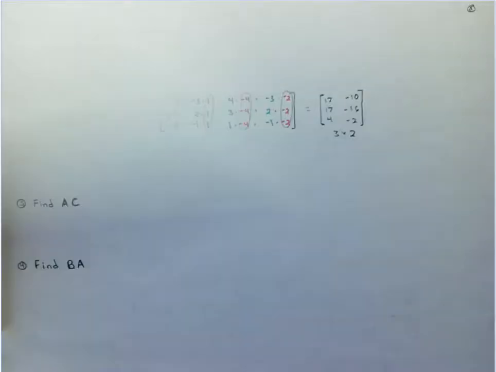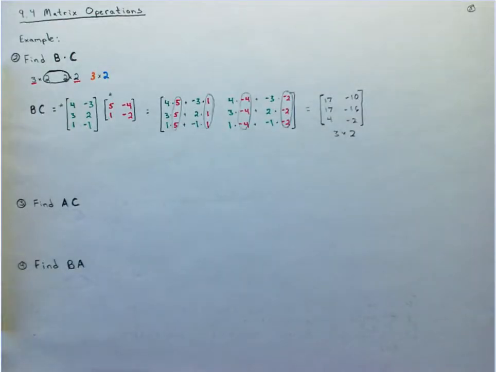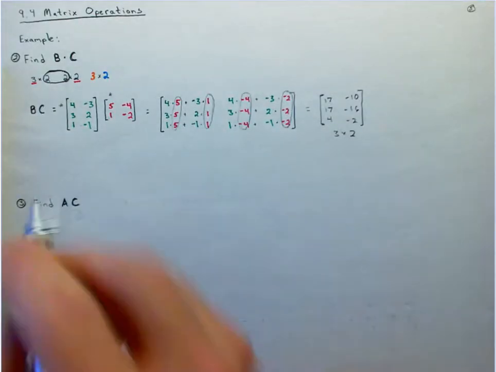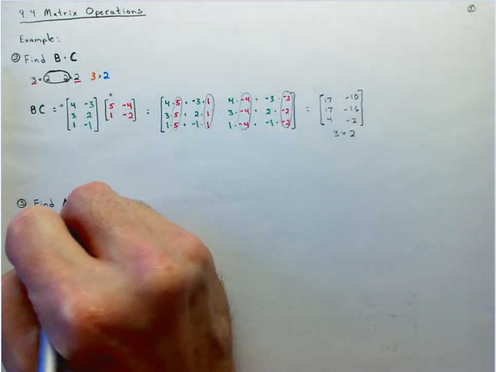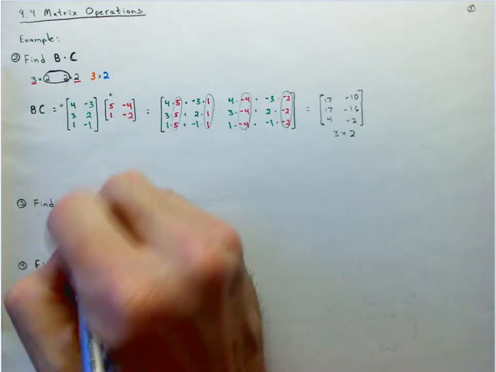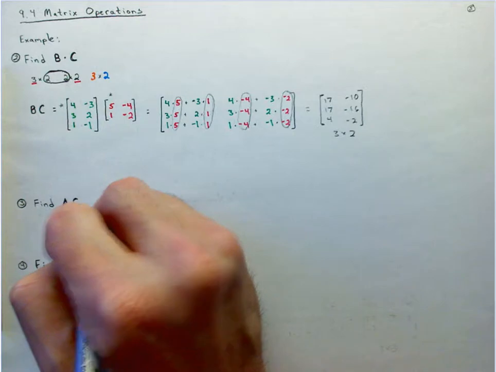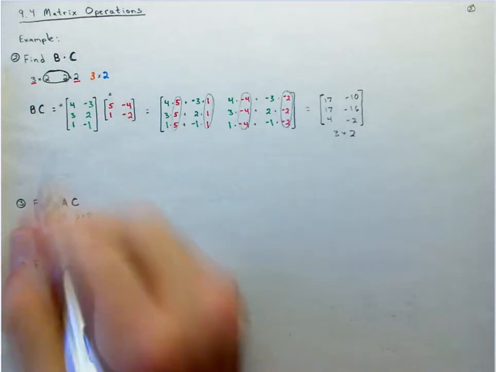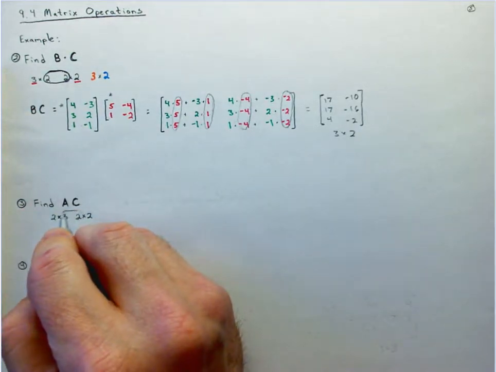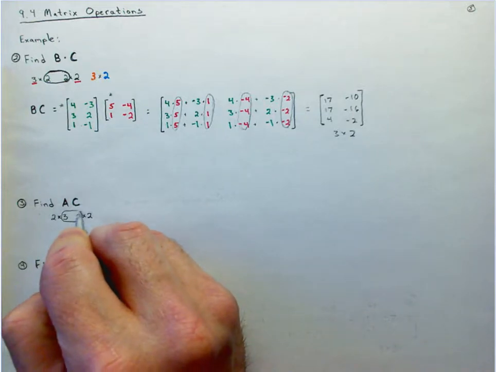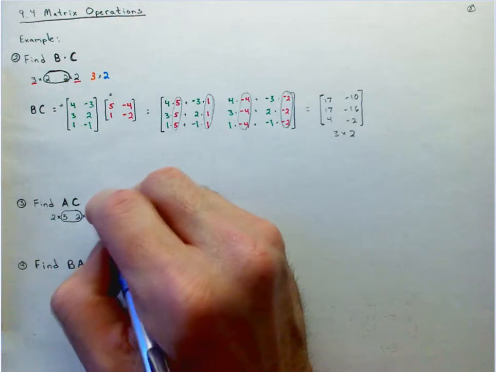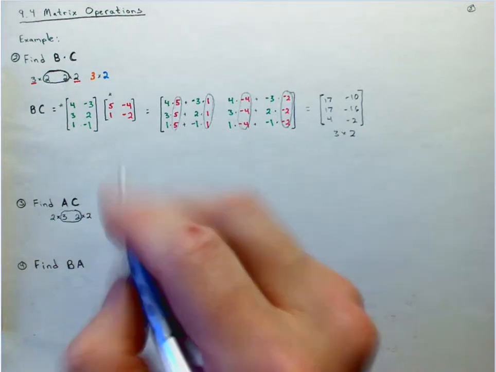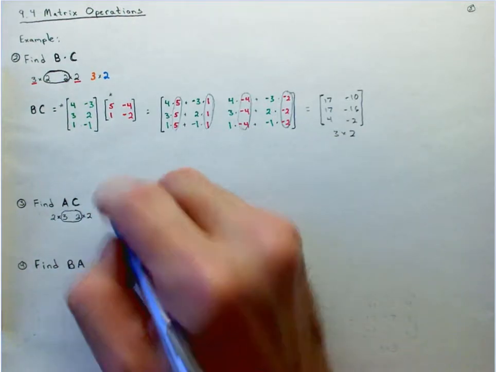Okay, so let's take a look. So matrix A and matrix C. Well, the first thing that I do is I compare their orders. I say matrix A is 2 by 3 and matrix C is a 2 by 2. And whenever I look at the column from the first and the row from the second, are they equivalent? No. Cannot perform matrix operations.